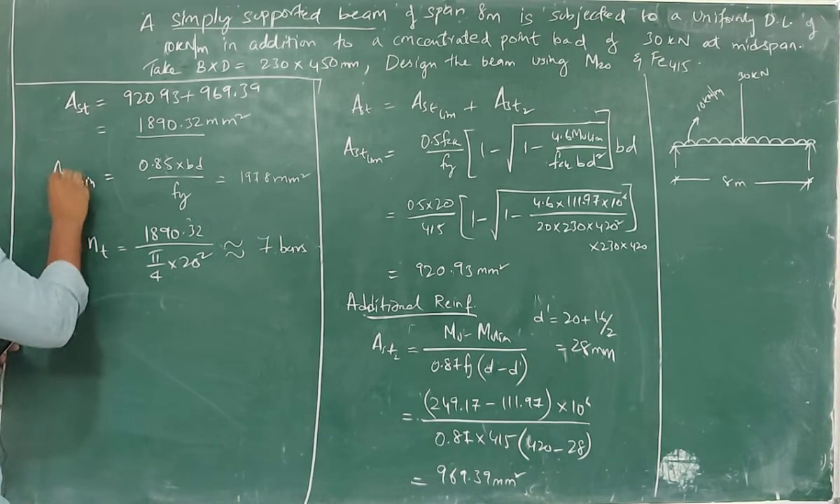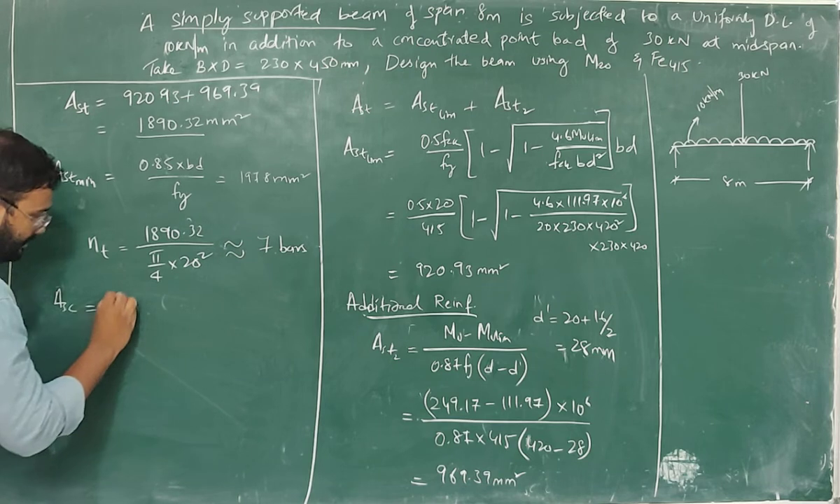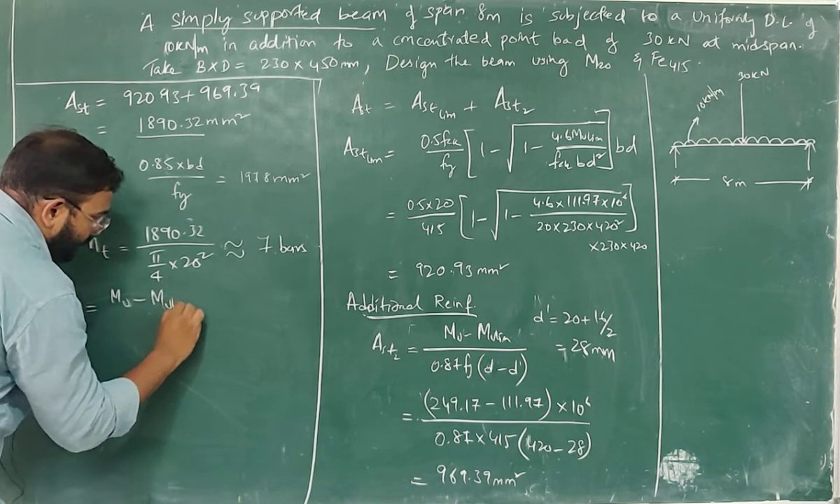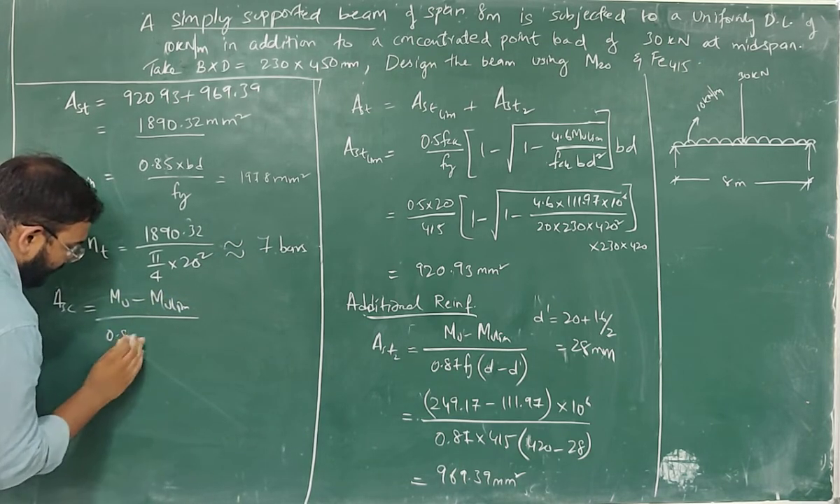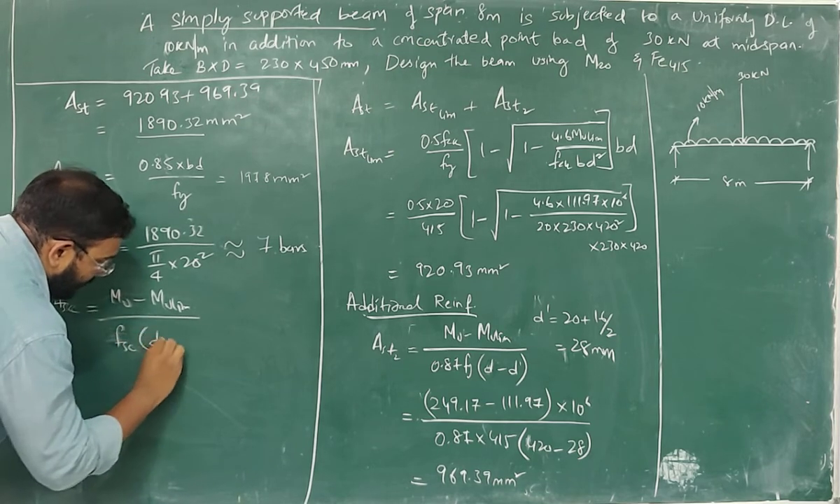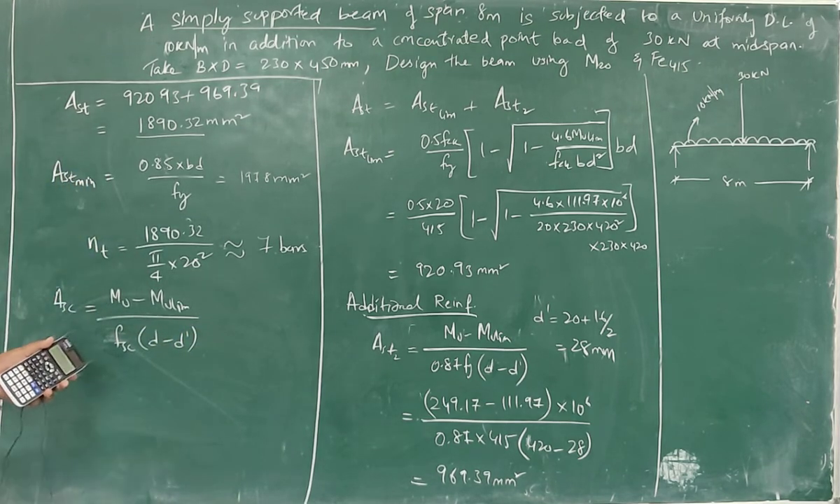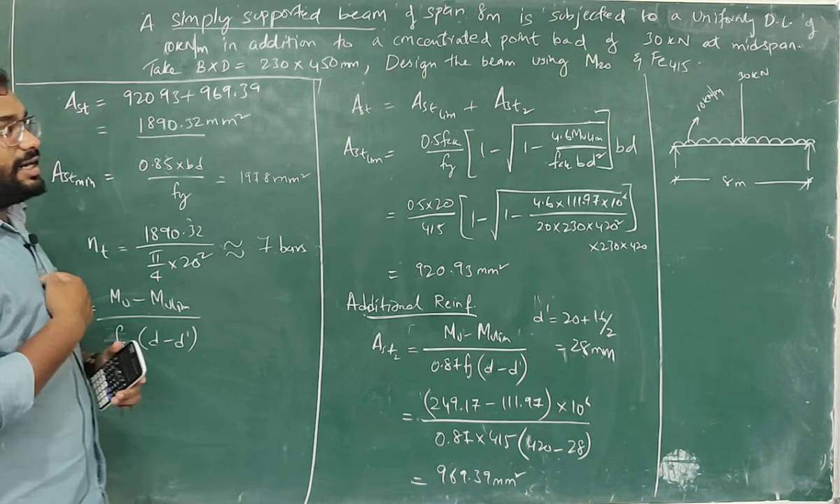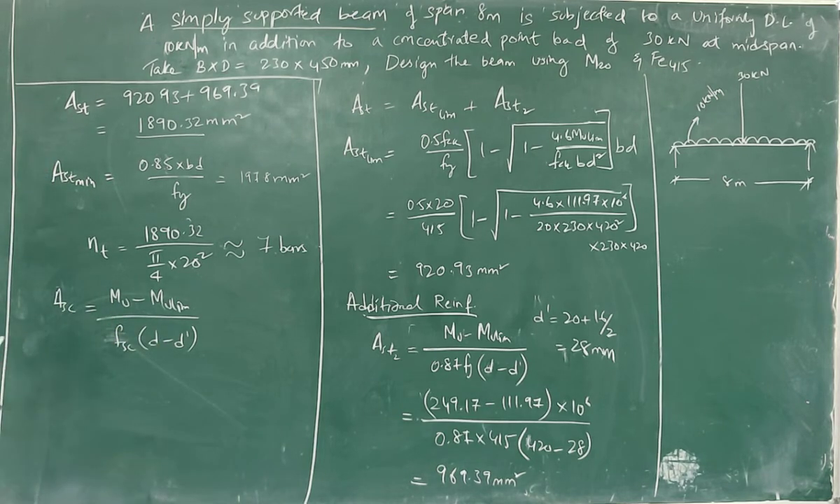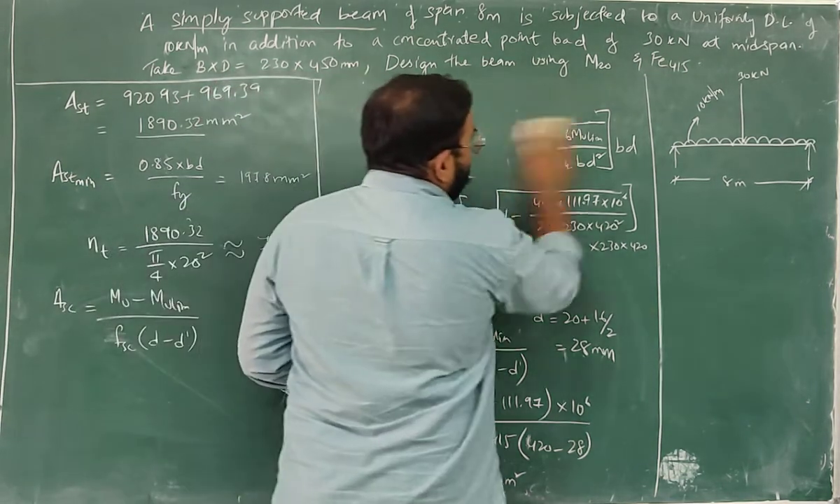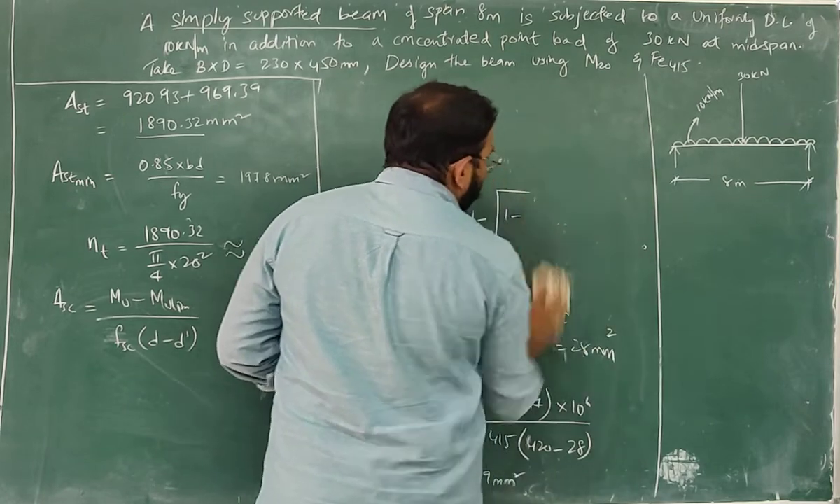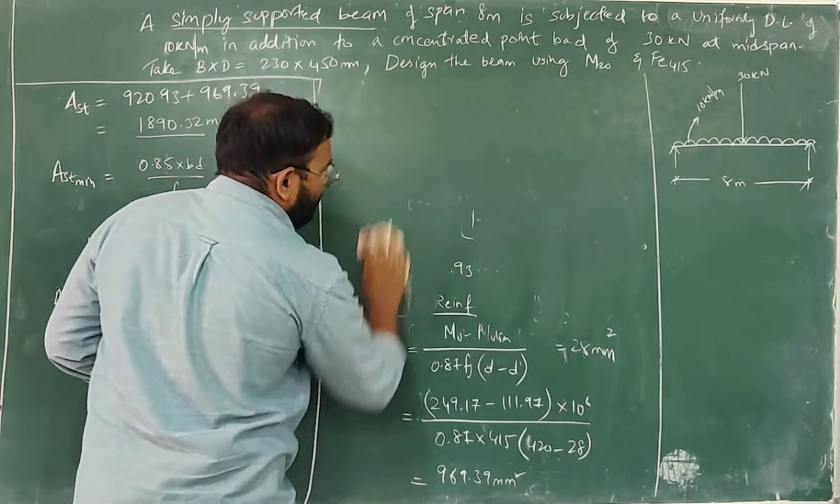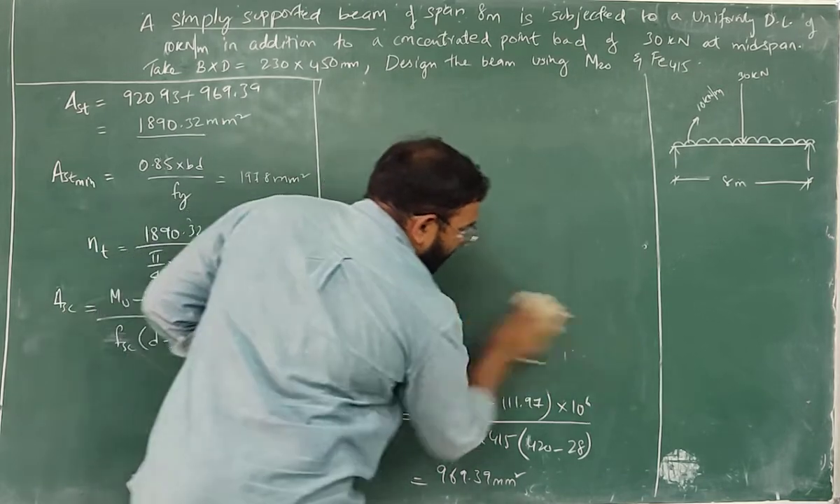Now next step is Asc, which is equal to Mu minus Mu lim by fsc into d minus d dash. 0.85 fsc, right? Now fsc you can take directly equal to 0.85 fy, or you can calculate by using the formula. Okay, we have one formula there. You need to calculate strain first. What is the strain? For that, the corresponding value of stress can be taken from one figure which is given to you in the IS 456.